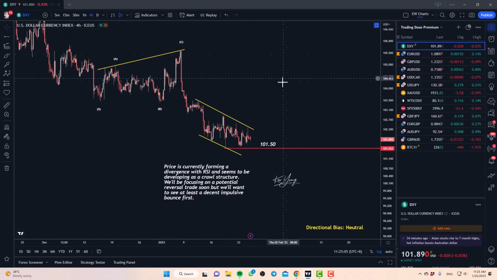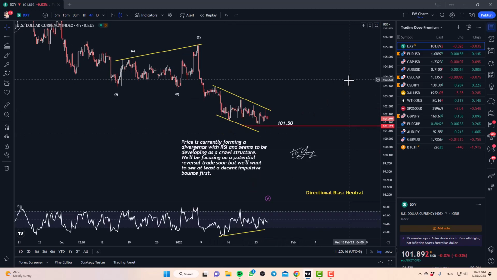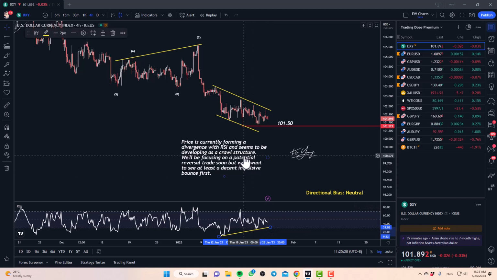So right now what we're seeing on the DXY, on the US dollar, developing is what we call a crawl pattern, or you can call it a diagonal. And at the same time, if you pull up the RSI indicator, we do have a divergence forming, which means that the market price is coming down lower in a very corrective, slow manner, whereas the RSI indicator is printing a higher low. So this is what we call a divergence, where two things are moving in opposite directions.